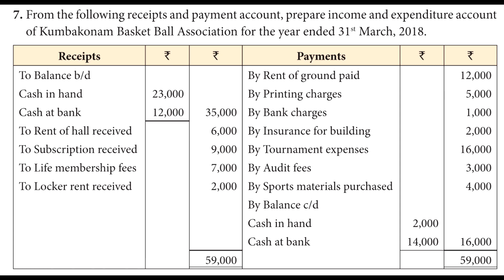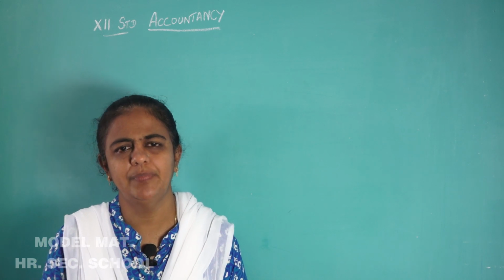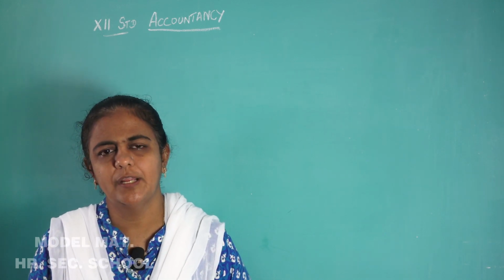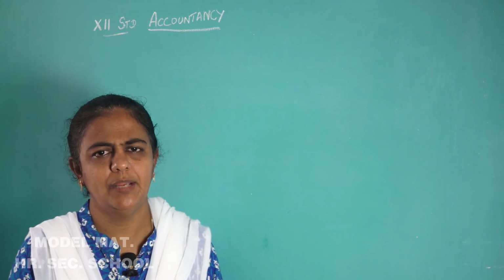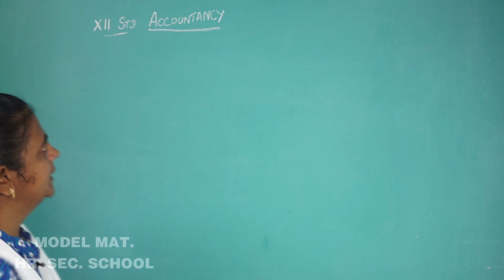Is it clear, children? So receipts and payments are given. From the given receipts and payments account, what you have to do? You have to prepare income and expenditure account. Okay. What you have to do? First start with the format.